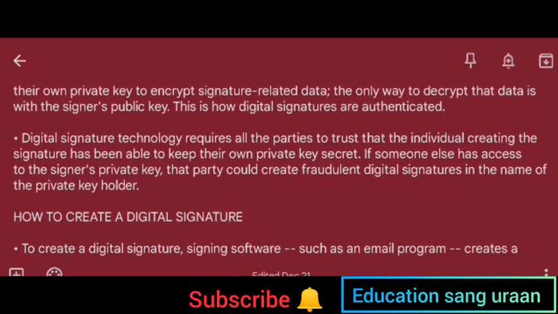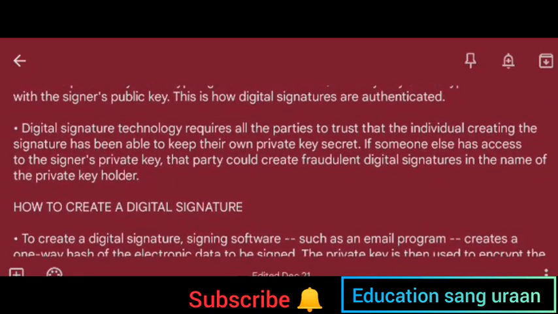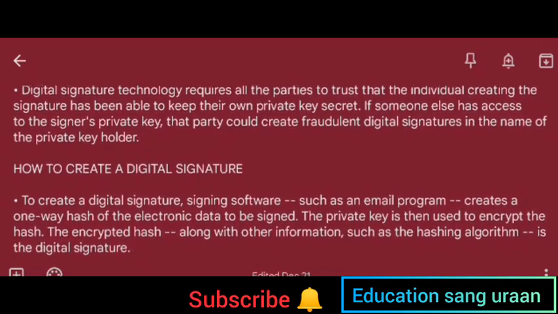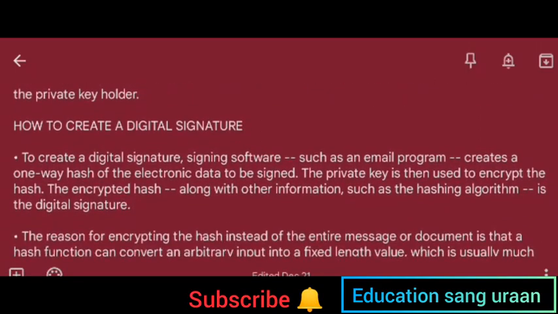Digital signature technology requires all the parties to trust that the individual creating the signature has been able to keep their own private key secret. If someone else has access to the signer's private key, that party could create fraudulent digital signatures in the name of the private key holder. How to create a digital signature?